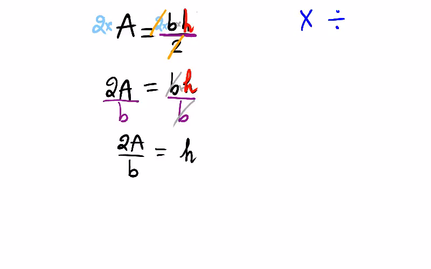Now that we have finished, if we want, this is good enough because h is isolated, h is the subject of the formula, but I can write it h equals 2a over b, or divided by b.